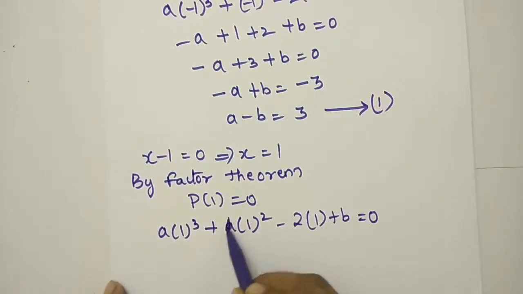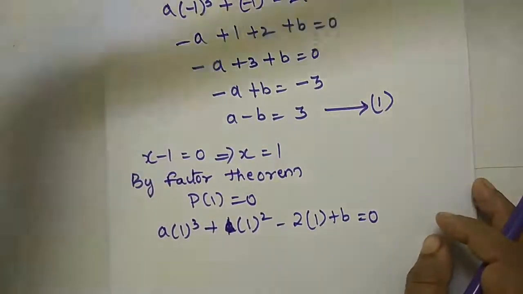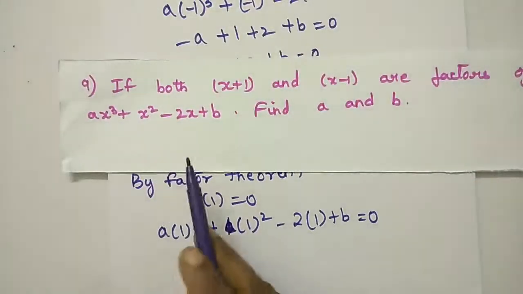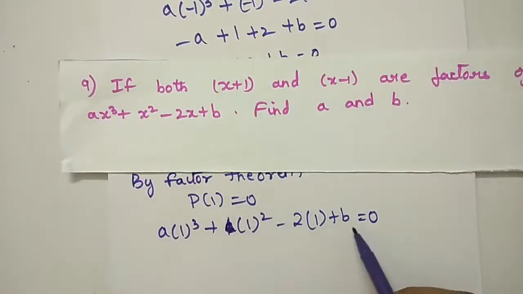Sorry, the given equation is ax cube plus x square minus 2x plus b. So a into 1 whole cube plus 1 whole square minus 2 into 1 plus b. In place of x we have to write 1.